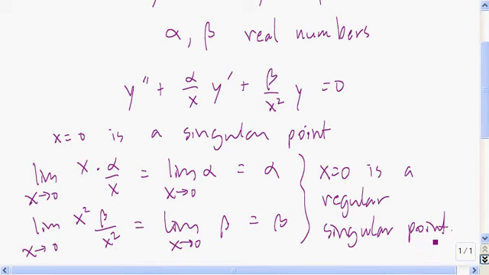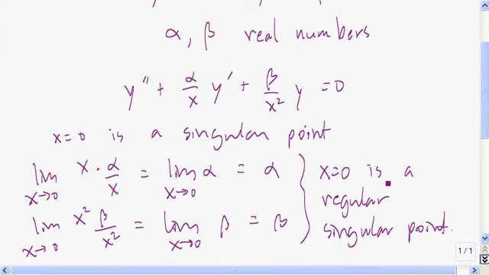All right, so the bigger thing here is that since x equals 0 is a singular point, if you actually tried to use the regular series method to find a solution centered at 0, then you're just going to get y equals 0. So that method doesn't work. So we have to take a different approach.